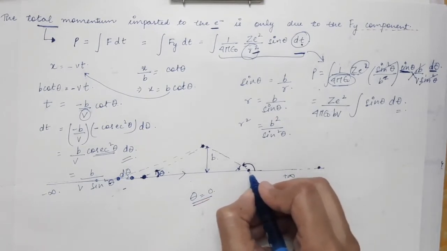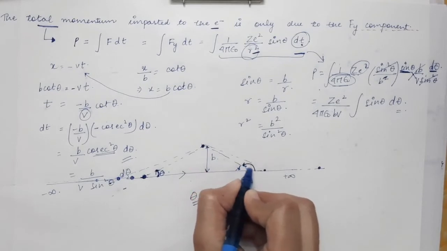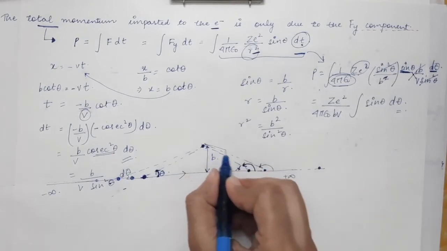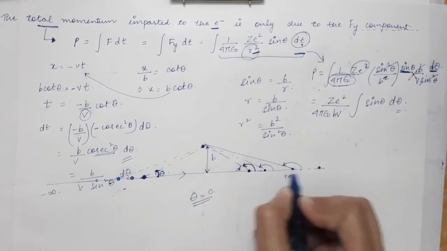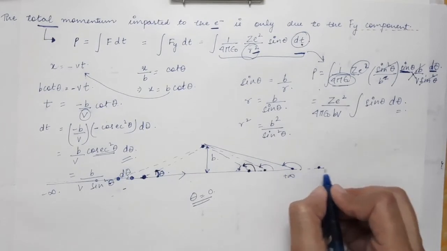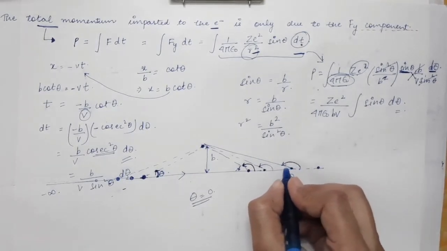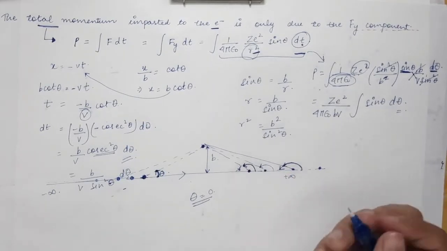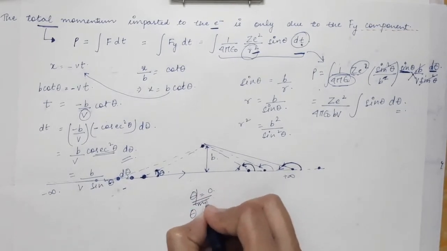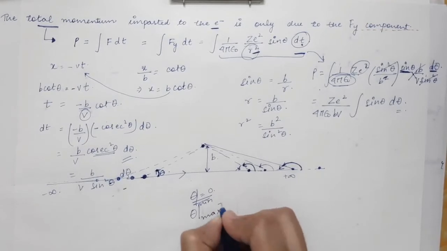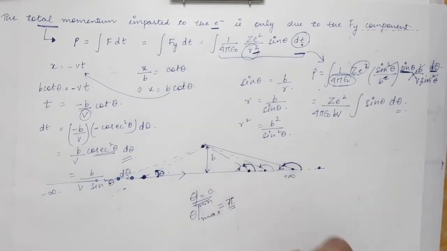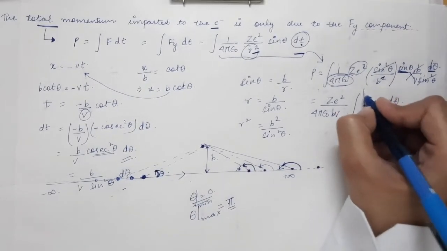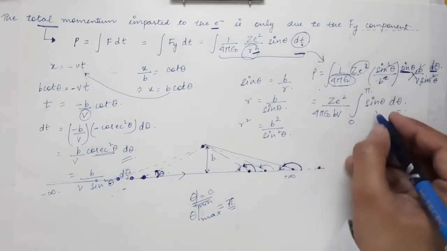As you can see, if you move away from the origin towards the positive x-axis, the angle it is making keeps increasing. If you go towards plus infinity, this angle will tend towards 180 degrees. So theta minimum is equal to 0 and theta maximum is equal to pi, or 180 degrees. The lower limit of theta is 0 and the upper limit of theta is pi. So now you can evaluate this integral.